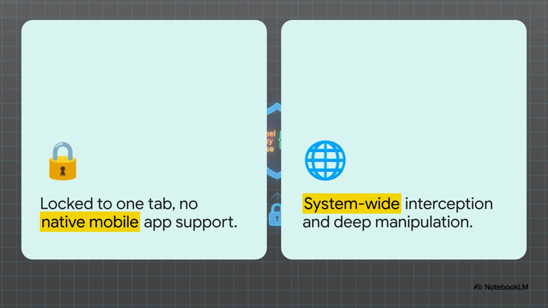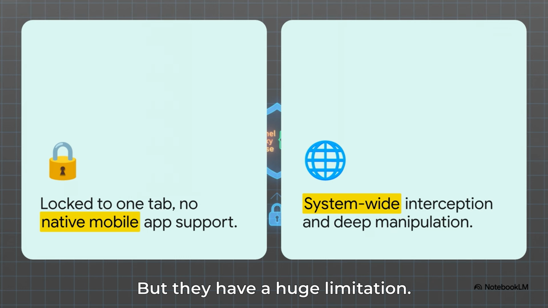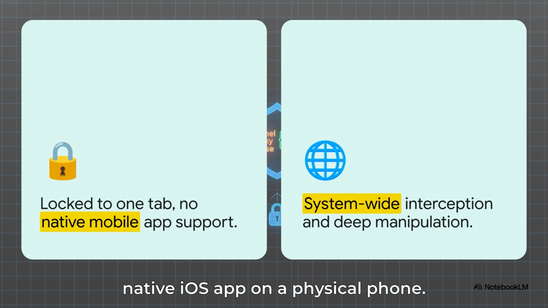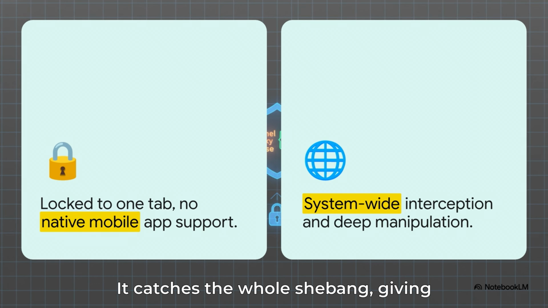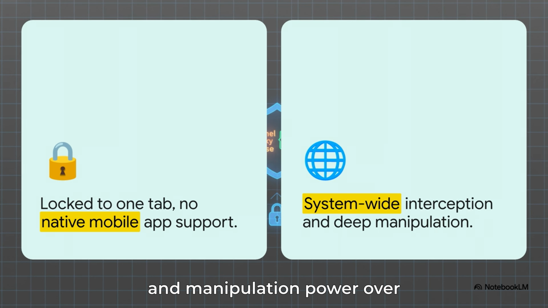Browser DevTools? Absolutely fantastic for web development, no doubt. But they have a huge limitation. They are locked to a single browser tab. They offer literally zero native support for intercepting traffic coming from a mobile app. Charles Proxy, on the other hand, is a system-wide interceptor. It doesn't care if the traffic is coming from a Chrome tab, a hidden background service, or a native iOS app on a physical phone. It catches the whole shebang, giving you incredible visibility and manipulation power over everything leaving your device.